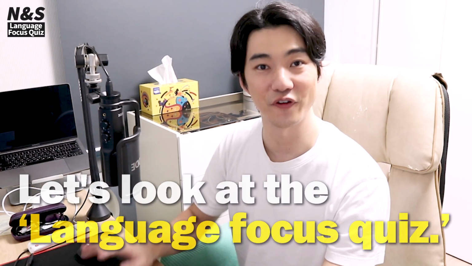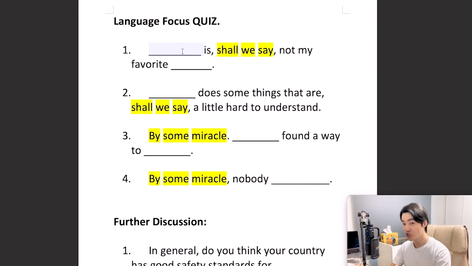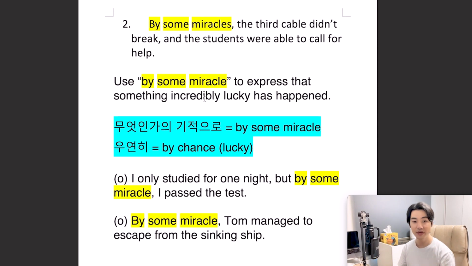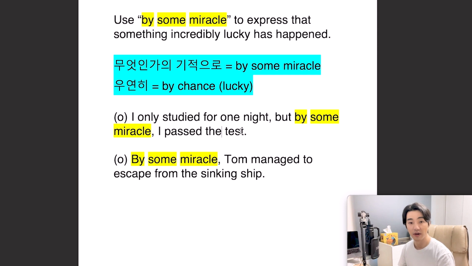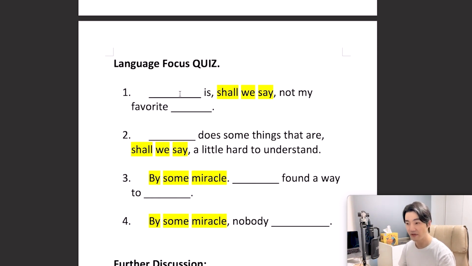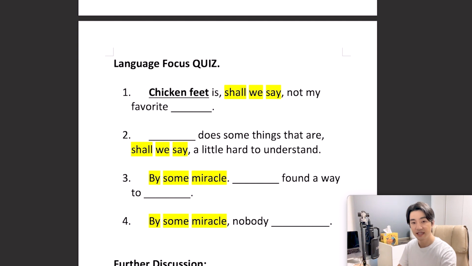All right, now let's look at the language focus quiz. Number 1. Is, shall we say, not my favorite. So "shall we say," remember, was sort of like an understatement, 절제된 표현, but with an element of sarcasm, 비꼼. All right, so, is, shall we say, not my favorite. Okay, so let's say chicken feet is, shall we say, not my favorite food. So, 닭발은 내가 좋아하는 음식이 아니다. 근데 현실은, like, 현실, reality, 저는 닭발은 너무 싫다. I really don't like 닭발 because it's so spicy.